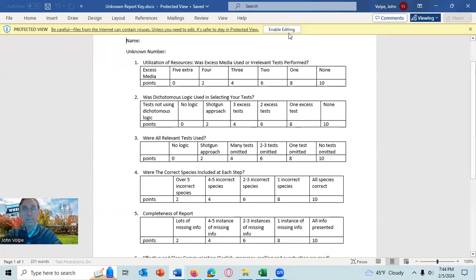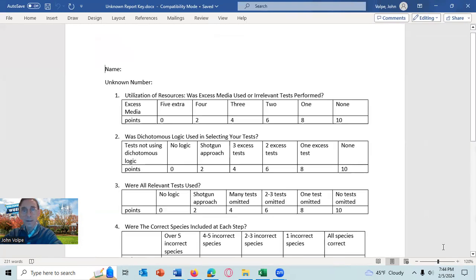So you'll get 10 points on the utilization of resources. Was excess media used or a relevant test performed? If none, you'll get 10 points. If there was one, you'll get 8 out of 10. If there's two, 6 out of 10. Was dichotomous logic used in selecting your test? Meaning dichotomous logic is used, you'll get 10 out of 10. If one test was in excess, meaning you ask for two tests at one time, you get 8 out of 10. Two tests in excess, you'll get 6 out of 10. Shotgun logic approach, you'll get 2 points out of 10.